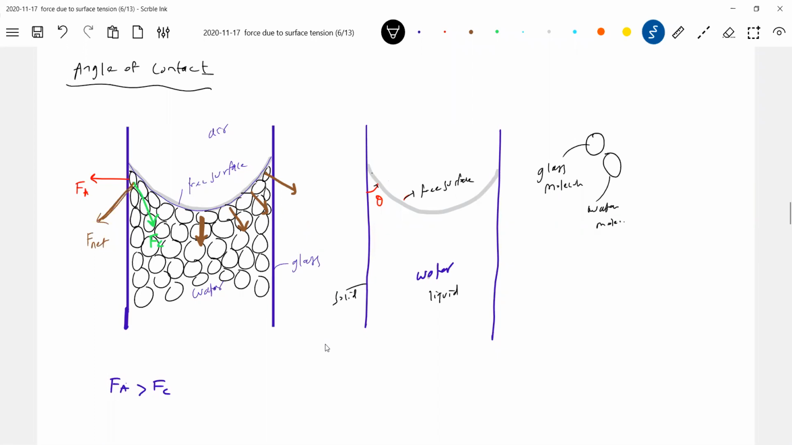So in what direction will the glass exert a force? Glass will exert force in this direction. The water molecule will exert force on the glass in this direction. Tangential, it should be. Students must have clarity here. What is this red color arrow? Force exerted by the glass molecule on the water molecule. And what is this green color? Force exerted by the water molecule on the glass molecule.